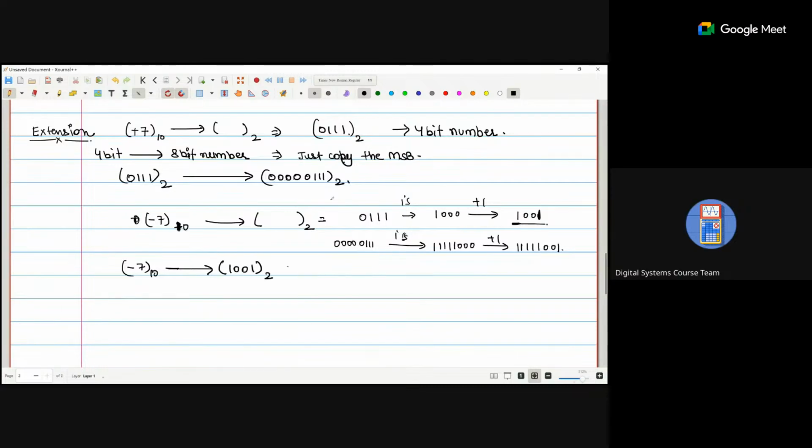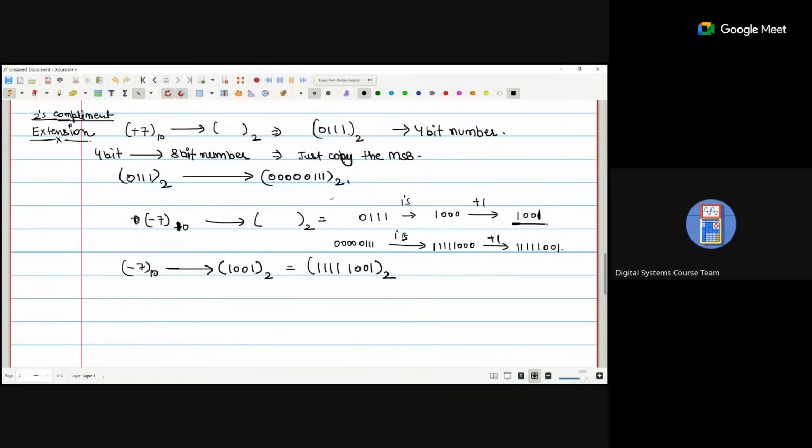is equal to 1001, or that is also equal to 11111001. Okay, so if we want to extend the bits, whether it is a positive number or negative number doesn't matter, you just copy the MSB bit. Copy the MSB bit. So it is a way to extend the range in 2's complement.